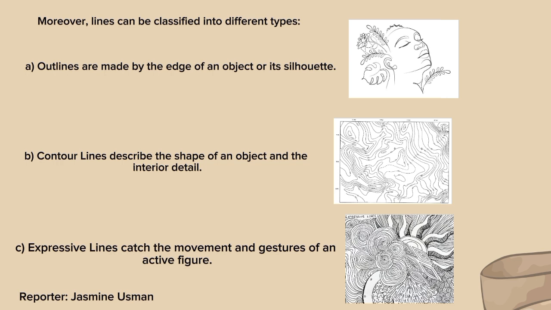From the statement, we can say that expressive lines capture the dynamic qualities of movement, gesture, and emotion in a subject, particularly in active figures or living beings. They convey the vitality, energy, and personality of the subject through fluid, gestural strokes. In figurative art, expressive lines are used to depict the rhythm and flow of motion, conveying a sense of life and spontaneity to the artwork.